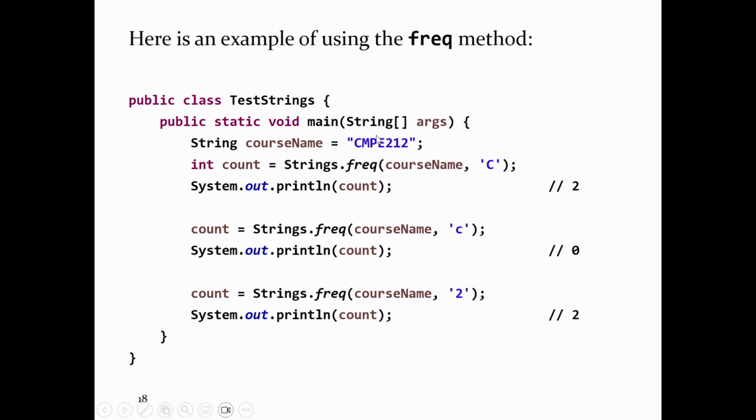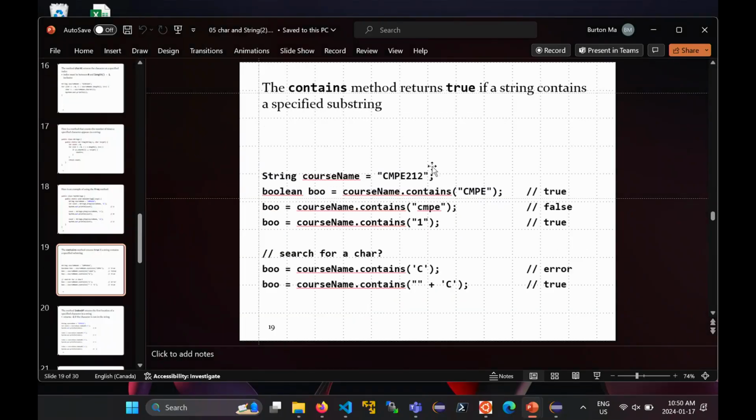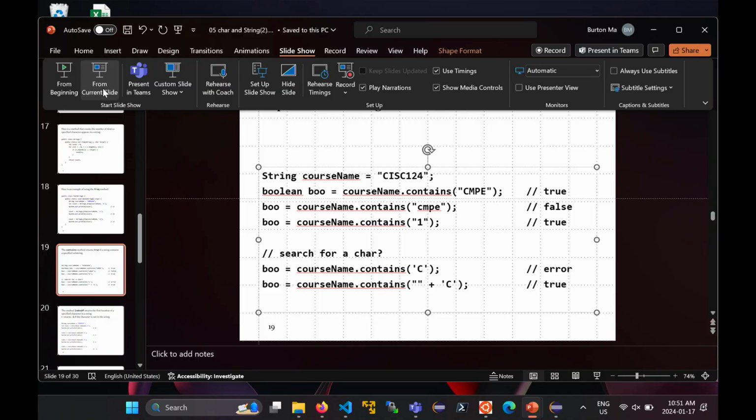So this should be CISC 124, sorry. This is a copy and paste error. I should fix that. I'm pretty sure that the lecture slides on the 124 website are correct. These are the ones from the CMP 212 course.